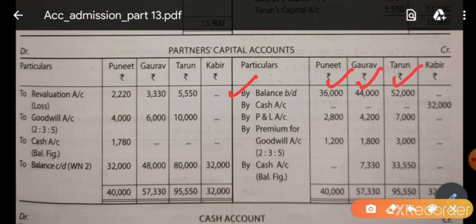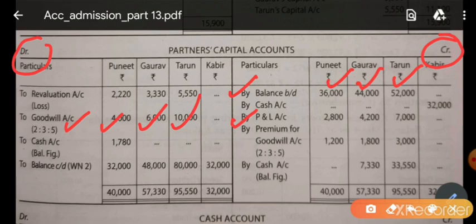Now the P&L account was given on the liabilities side, so it has come to this side. The entry was P&L debit to partners, so partners were credited, and the entry is on the credit side. And goodwill was given in the balance sheet on the asset side, so it has been written off. The entry was partners debit to goodwill, so it has come to the debit side of the partners' capital accounts. So these 3 things we have already done.